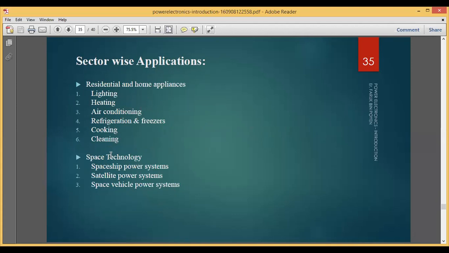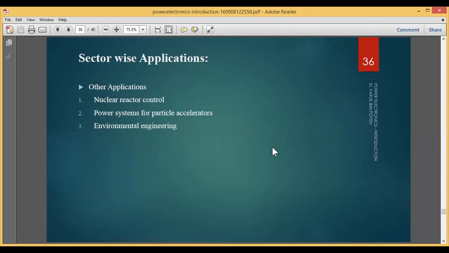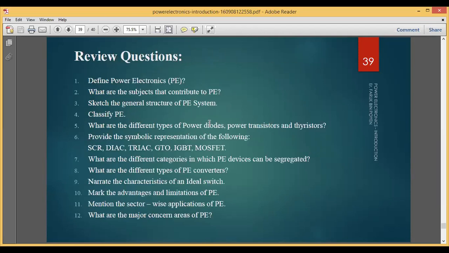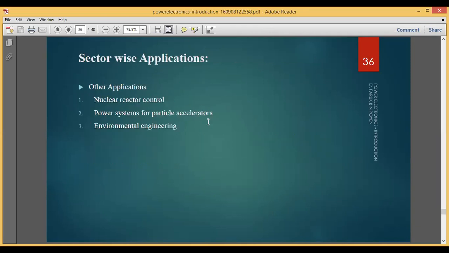Cleaning. Space, in the sense of spaceship, satellite, space vehicle. Then other applications: nuclear, control power systems for particle accelerators, environmental engineering. So these are the various power electronic applications which we have seen here.